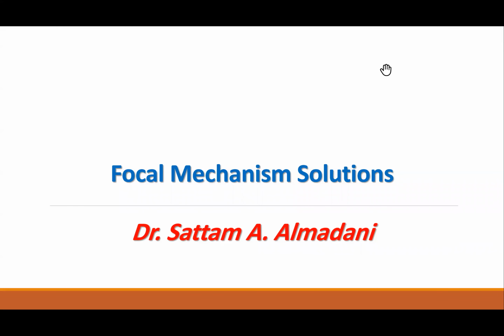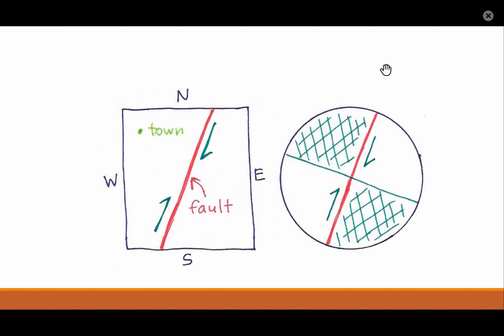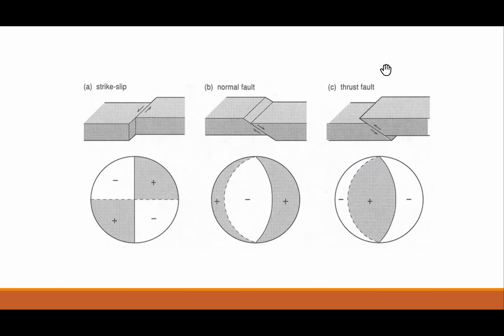Focal mechanism solutions. A focal mechanism, or beach ball, is a graphic sign that indicates the type of slip that occurs during an earthquake: strike slip, normal, thrust or reverse, or some combination. It also shows the orientation of the fault that slipped. The focal mechanism describes the deformation in the source region that generates the seismic waves.